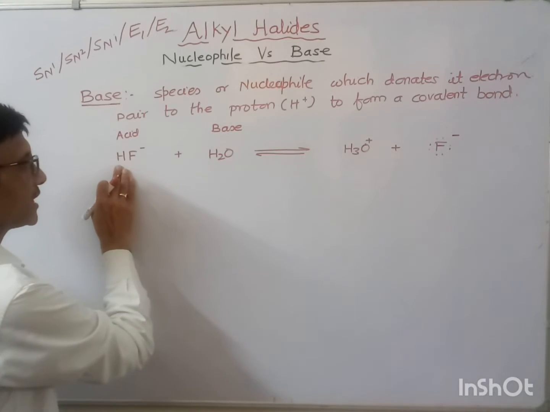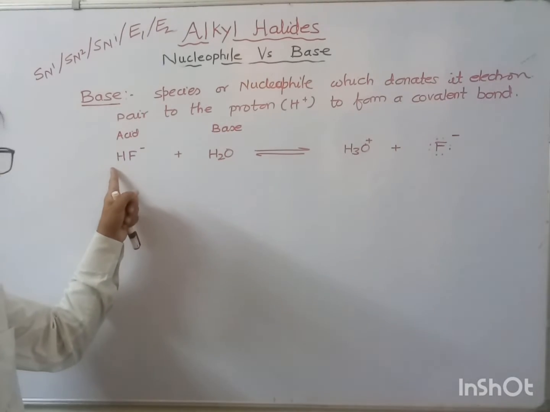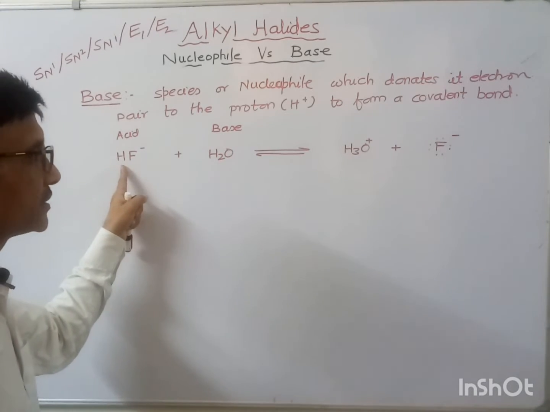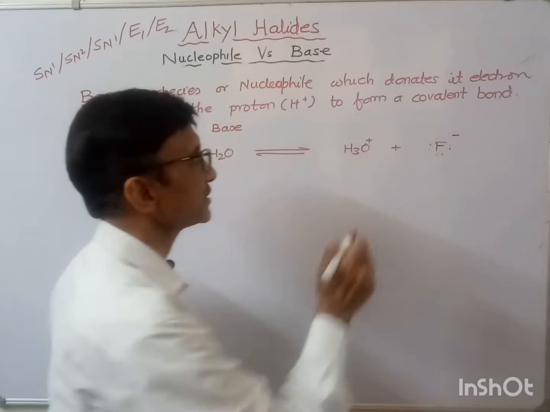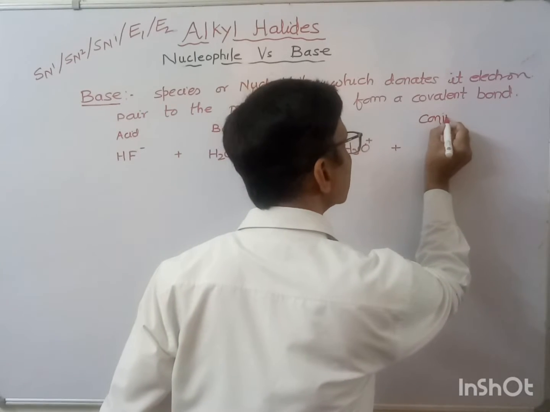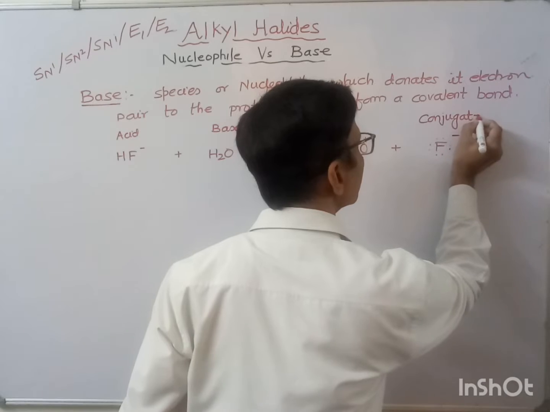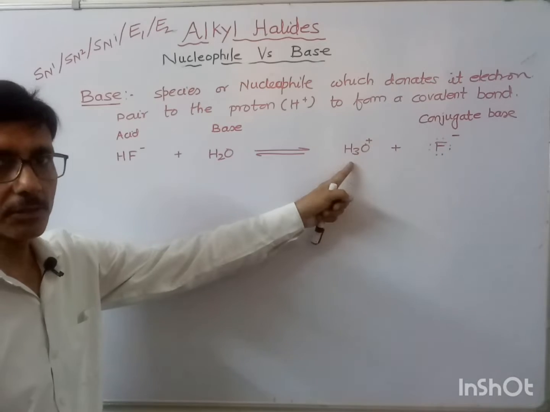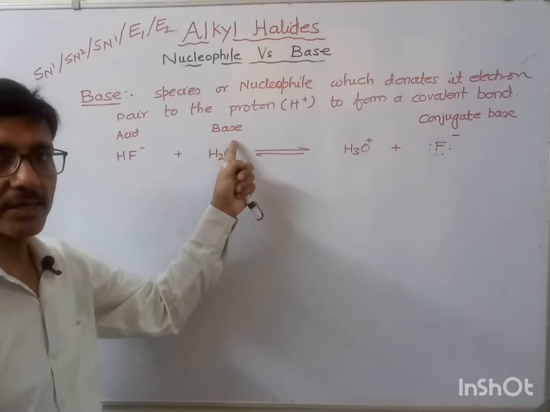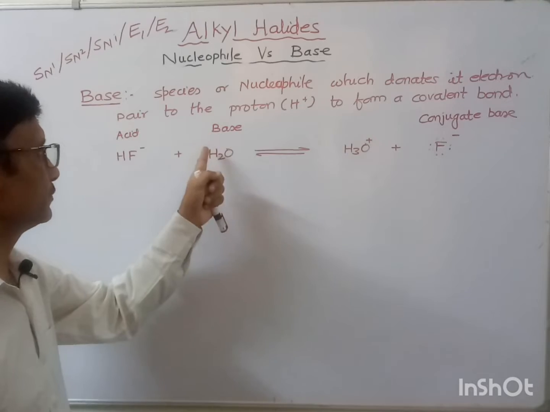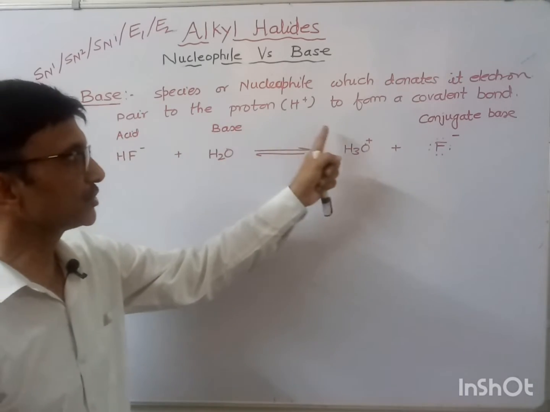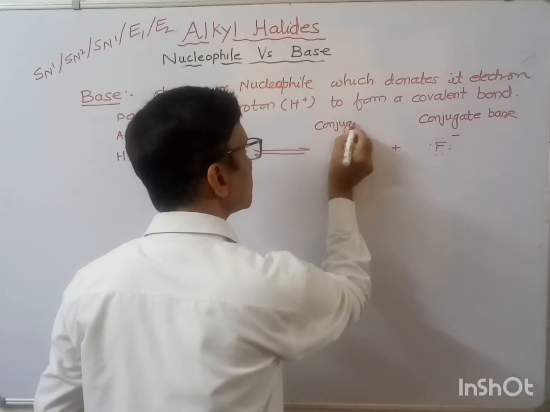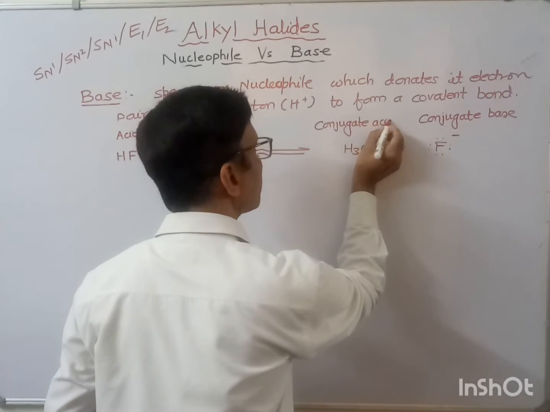So this is the acid, and corresponding to this acid, when the acid loses a proton, what is left is called the conjugate base. So that's why this is the conjugate base. And what is formed when the base gains a proton is called the conjugate acid. This is called the conjugate acid.